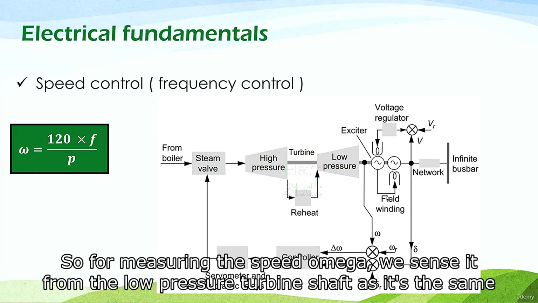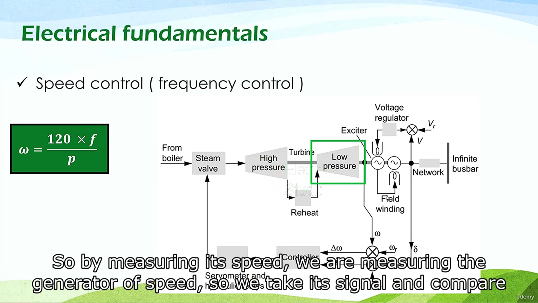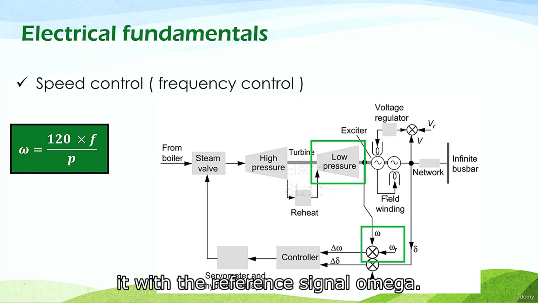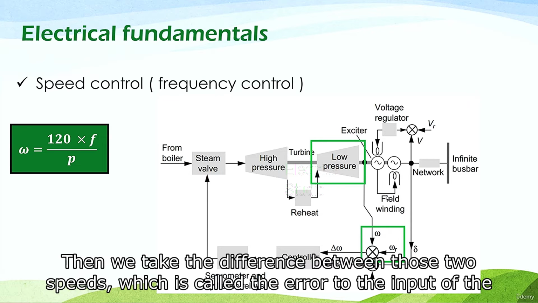For measuring the speed omega, we sense it from the low pressure turbine shaft, as it's the same shaft as the generator. So by measuring its speed, we are measuring the generator speed. So we take its signal and compare it with the reference signal omega, that is the desired speed that we need the generator to rotate with. Then we take the difference between those speeds, which is called the error, to be the input of the controller.